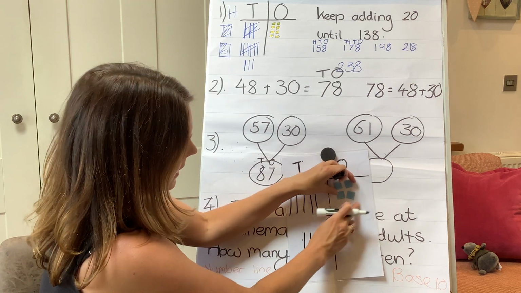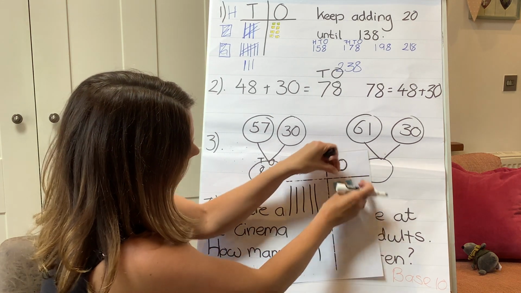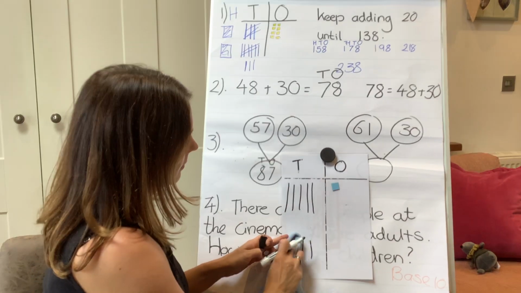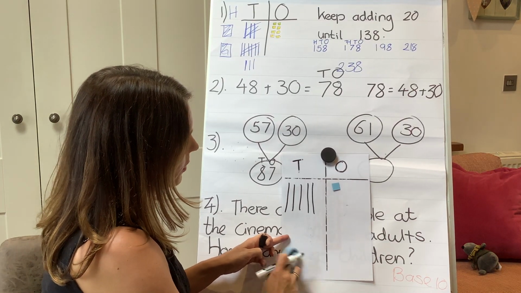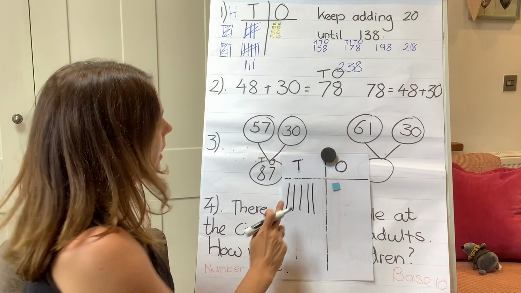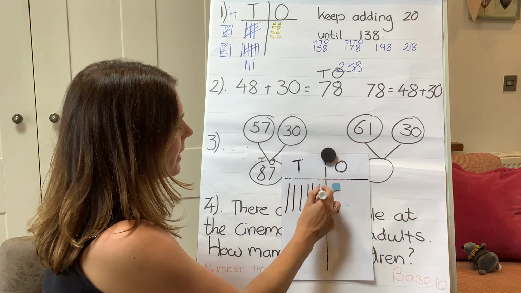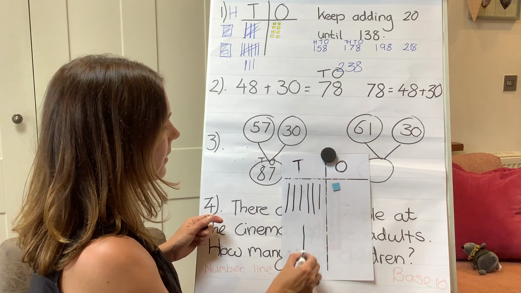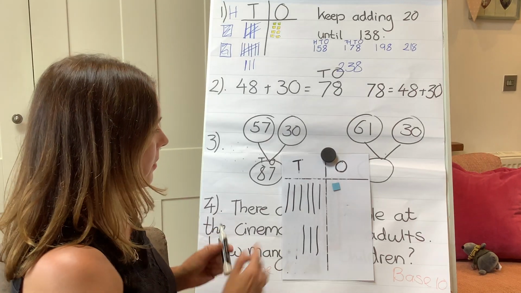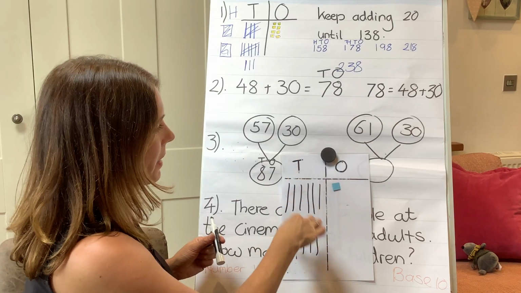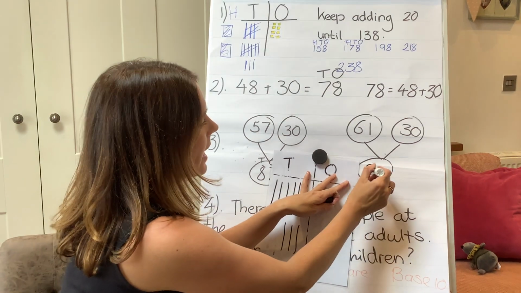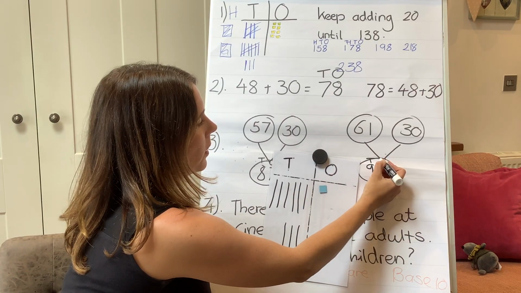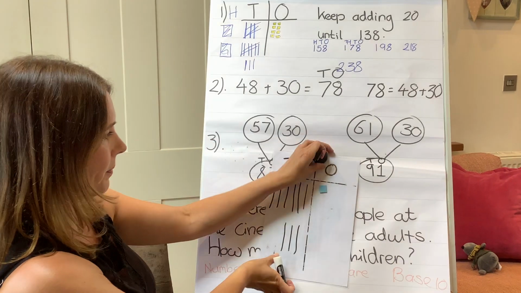Here we start off with 61. So I need 6 tens. 1, 2, 3, 4, 5, 6 tens and 1, 1. And I want to add on 3 tens. So we've got 6 tens and 3 tens, that makes 9 tens, 90. And we've still got our 1 there, so that makes 91.